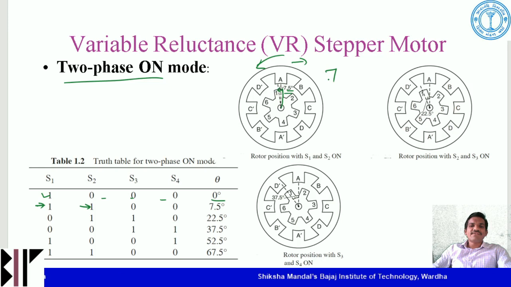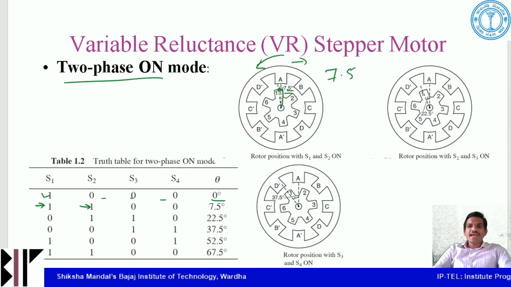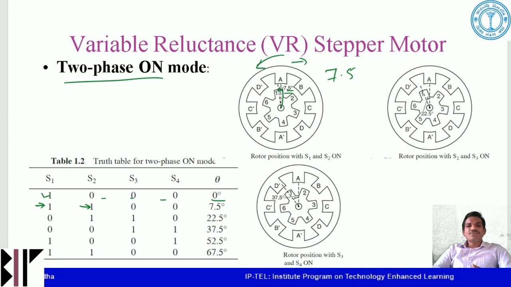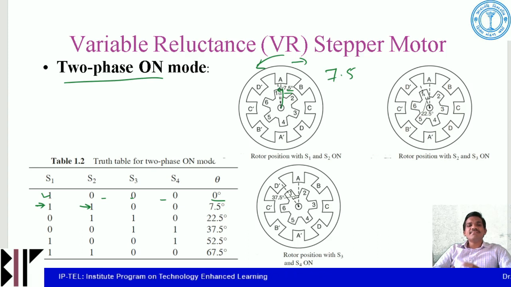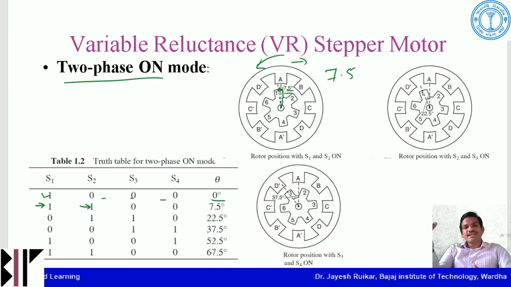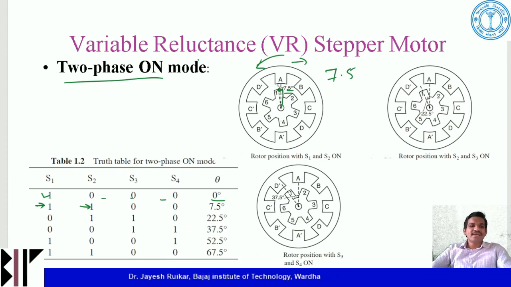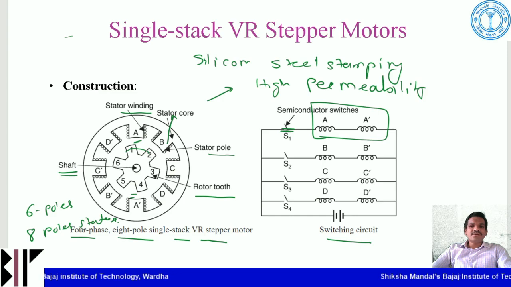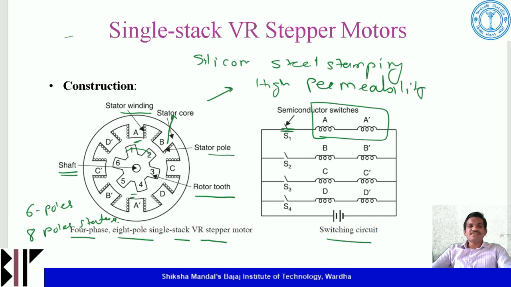So your rotor will move 7.5 degrees in the anti-clockwise direction and come to rest at the position where the magnetic forces produced by phases A and B are equal, or you can say there is minimum reluctance. Whenever a magnetic force is produced by the phase windings, that is A dash and B dash, because both are serially connected, as you can see in this image. Here S1 and S2 are closed, so the A and A dash and B and B dash windings will be energized.